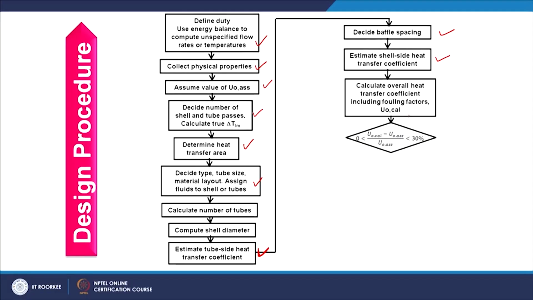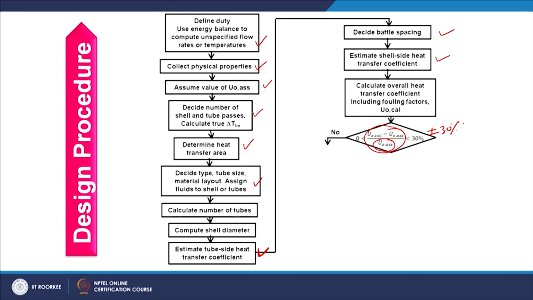How will we compare? We will compare based on the assumed value. Here you can consider UOASS, that is the assumed value, as the denominator, and the value of this expression should be within plus minus 30%. Here it is shown as plus 30%, but it should be plus minus 30%. If this difference lies between plus minus 30%, your design is okay, you can proceed further.